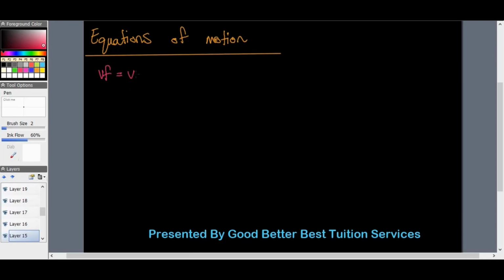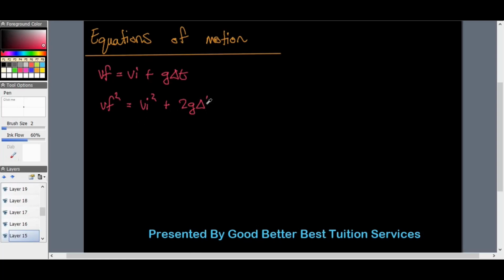Vf is equal to Vi plus, now remember you can write g here or a. I'm going to write g delta t because it's vertical. I like putting g there for gravity so I don't get confused. Okay, and of course we've got Vf squared is equal to Vi squared plus 2g delta y.